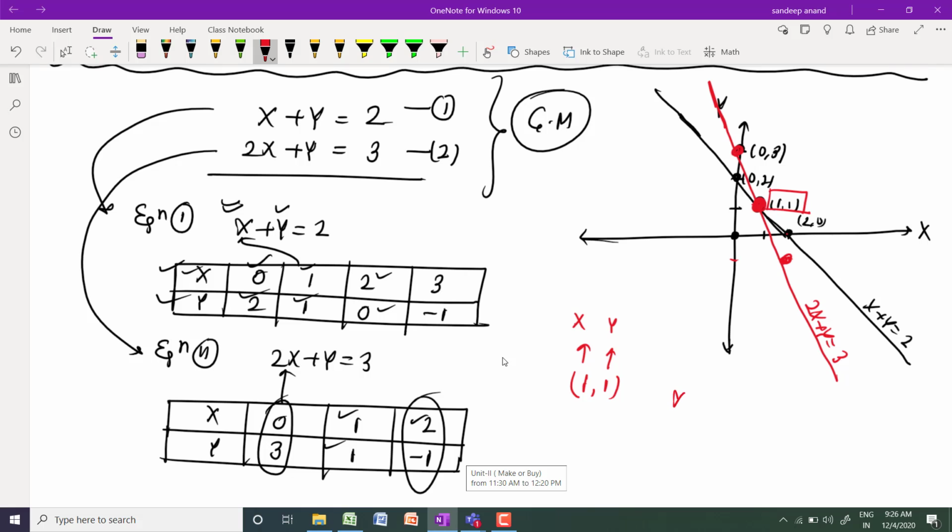This is the graphical method. If you put x equal to 1, y equal to 1 in any of the equations, you will get left hand side value equal to right hand side value. Put x equal to 1, y equal to 1, you will get 2. And here if you put x equal to 1, that means 2 and 1, you will get 3. I hope this concept is clear to you, yes or no?